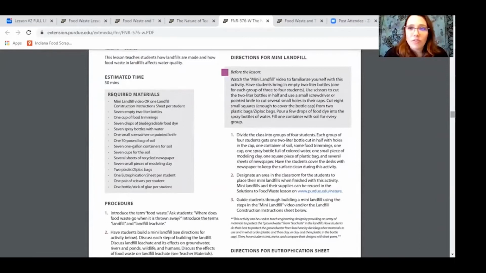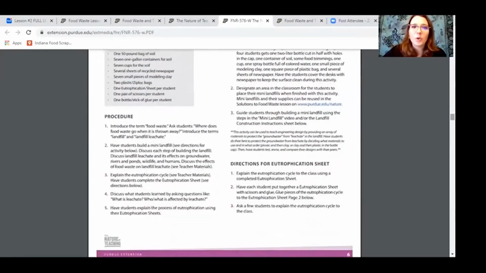You're also going to need all of these materials to build the mini landfill, which include empty 2-liter bottles, which you could have students bring in ahead of time or collect whatever way you see fit. You're also going to need spray bottles with water for each group of students, biodegradable food dye, sheets of recycled newspaper, cups, soil, containers for soil, and several other things to create the lesson, all things that you should be able to find at your standard store, such as Walmart or Target or anywhere that you shop.